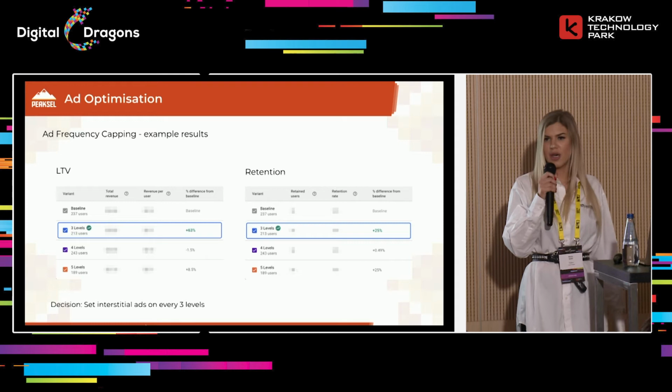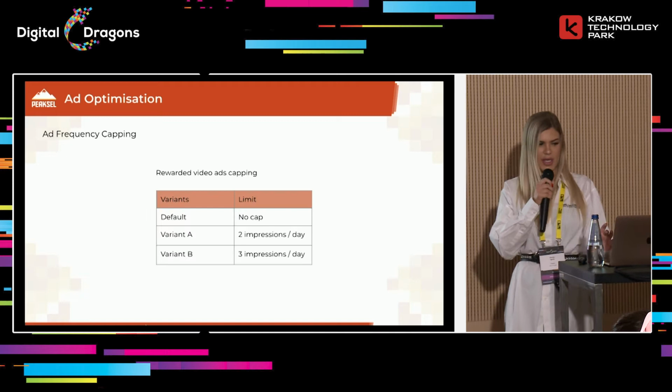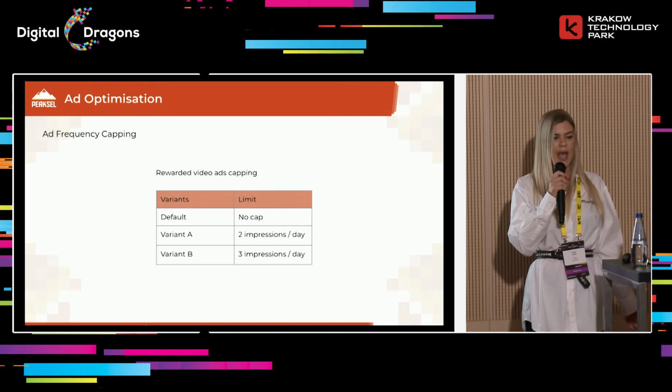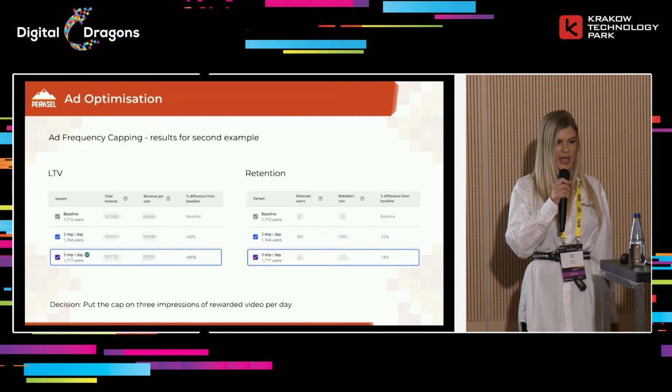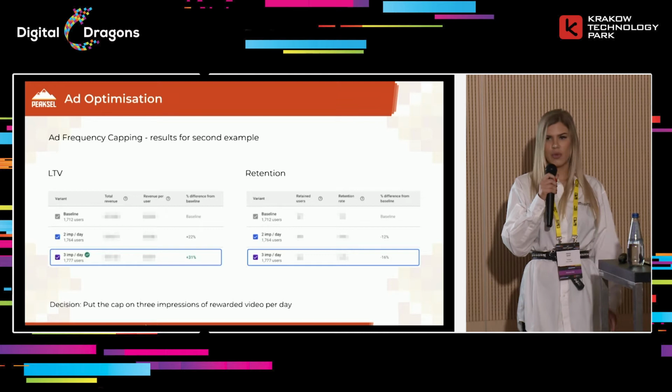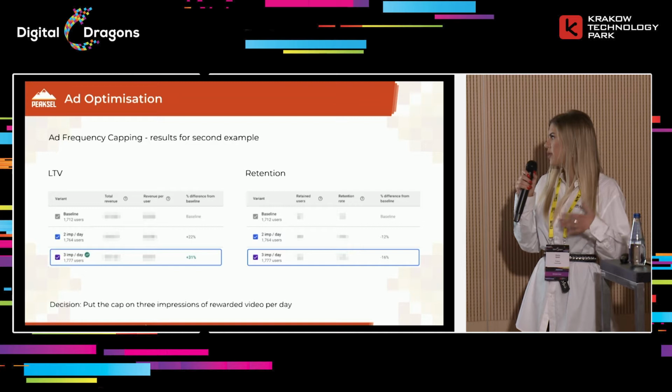The next one is also an example of frequency capping, but now for rewarded video. Here we tested no limits against a cap of two impressions per day and three impressions per day. We found out that the best option is three impressions per day, even though our retention dropped a little. But with the other tests that we do with gameplay optimization and everything, that evens out or even improves our revenue and retention.